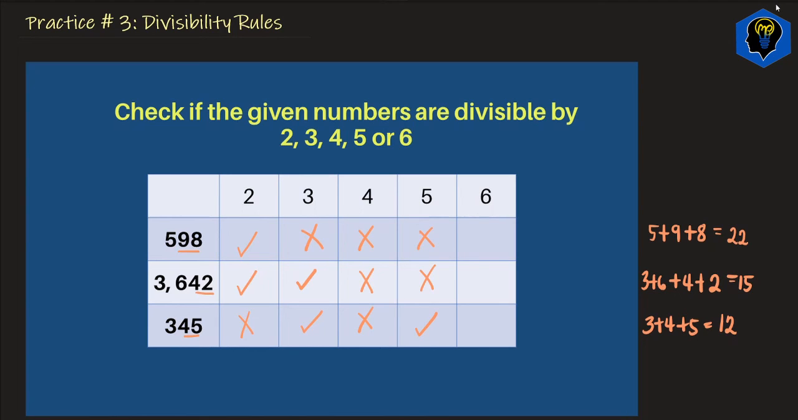Finally, we have divisibility for number 6. So dito, titignan nyo lang because the rule is the number has to be divisible both by 2 and 3 for it to be divisible by 6. So, titingnan mo lang yung may check sa 2 and 3. Yun lang ang divisible by 6. O, di ba? Napakadali.